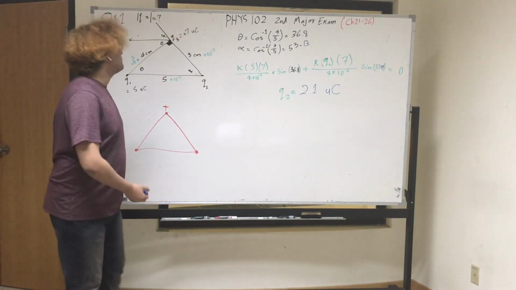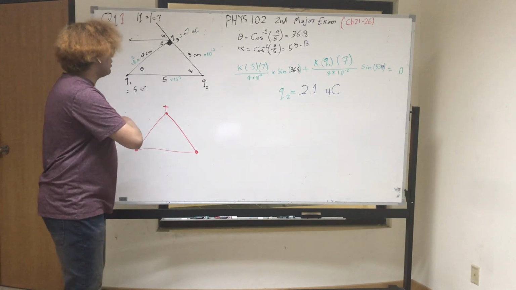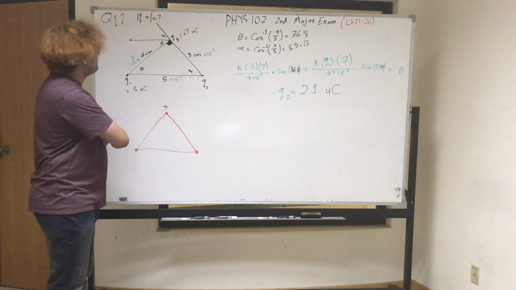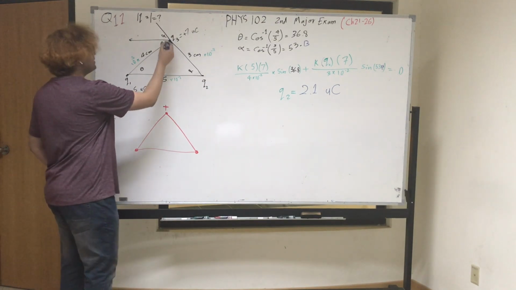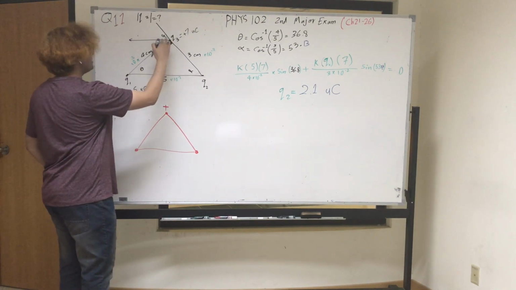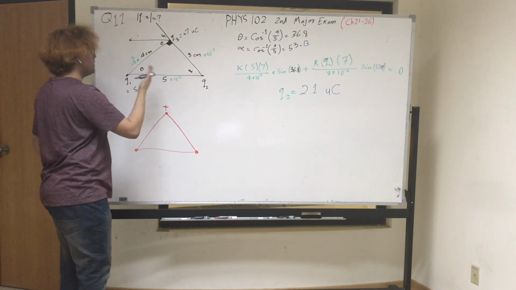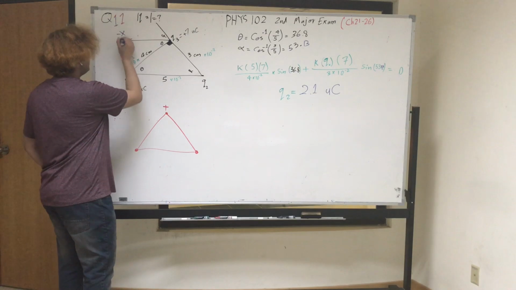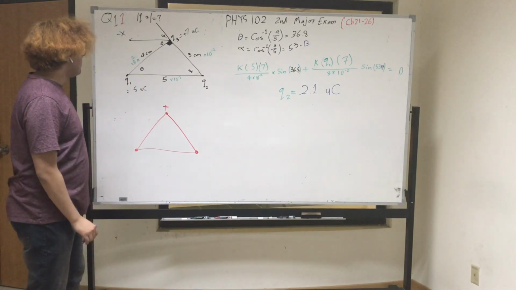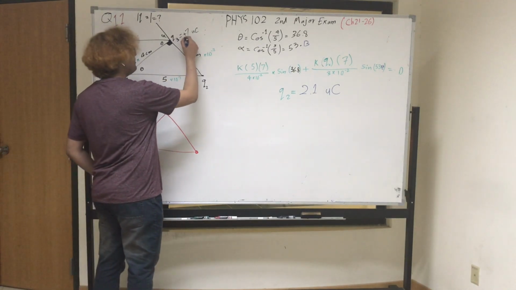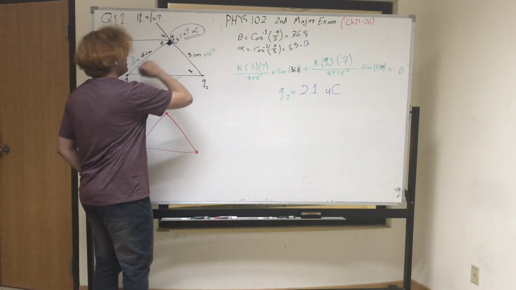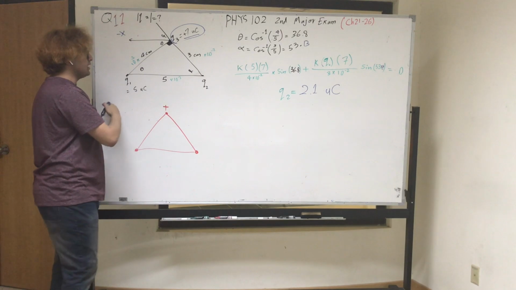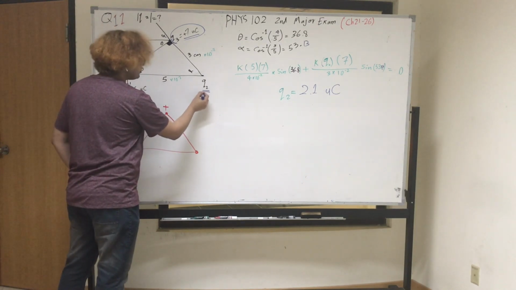Alright guys, for problem number 11, we're given some sort of triangular shape, and we're given also that there's some sort of force horizontal to the x-axis, and it's heading towards the negative x direction. So we're given the sign and the magnitude of this charge, and we're given only the magnitude of this charge without any sign. And here we're asked to solve for this charge.